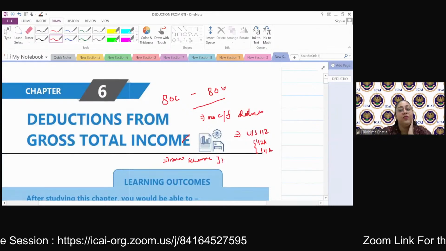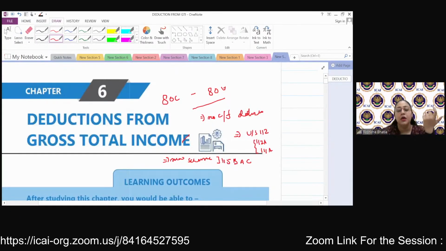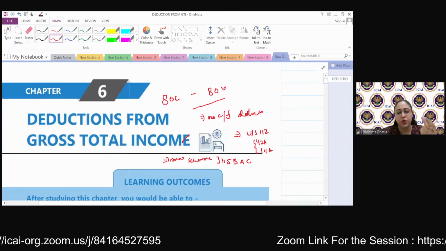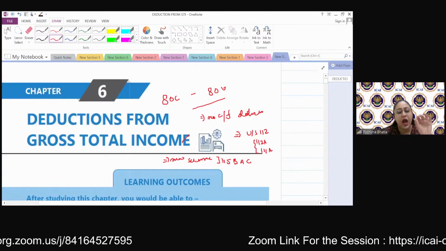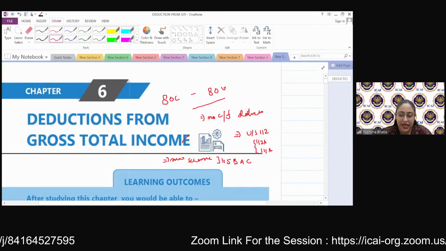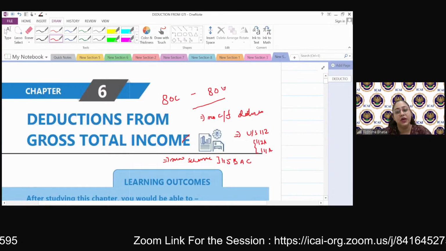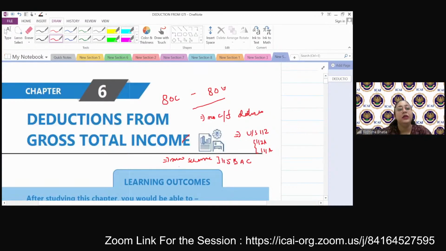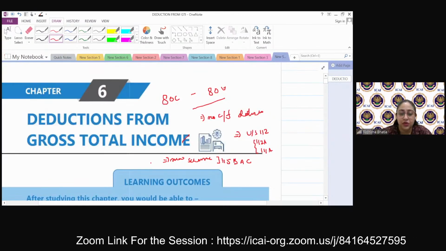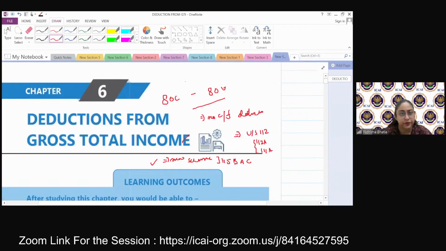New scheme is 115BAC. So if you're computing tax as per 115BAC, most of the sections except 2 or 3 at your particular level are not allowed. Like 80CCD subsection 2 is allowed, 80CCH is allowed, and 80JJA is allowed. Otherwise, no section is allowed for a person who is claiming the tax benefit as per the new scheme or the tax slab rates as per the new scheme.